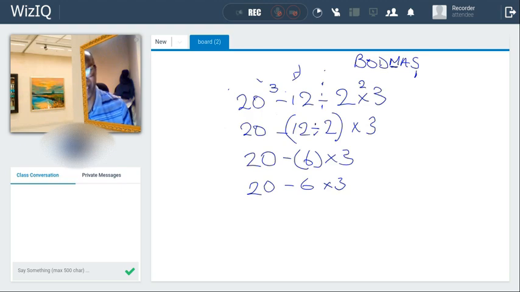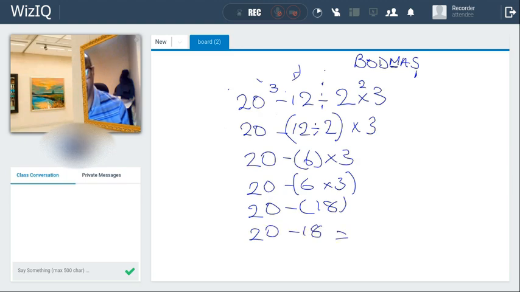Then I look again back. It says multiply first, so I'm going to put a bracket here. I'm going to multiply what is inside the bracket, which is 18. And when I remove the bracket, I'm going to get 20 minus 18, which should give me 2. Right, okay, so give me another one.